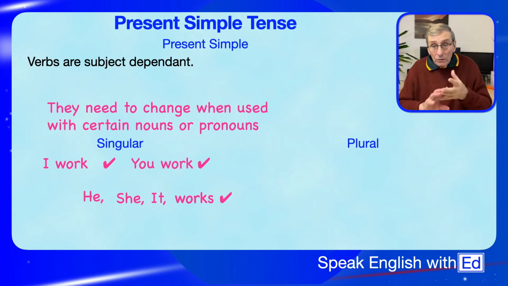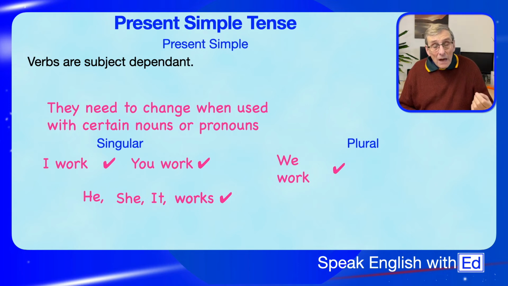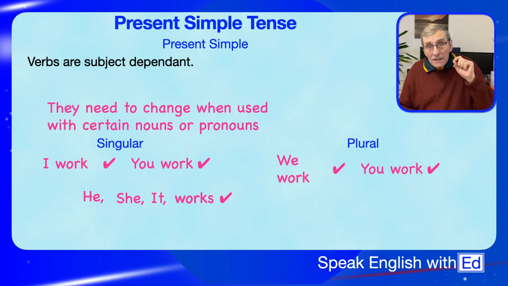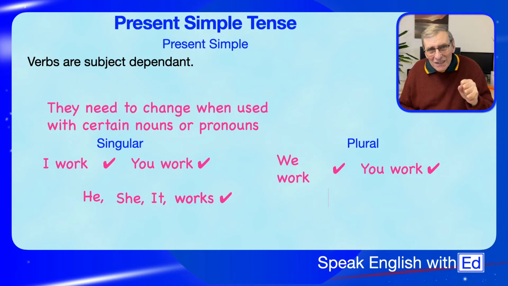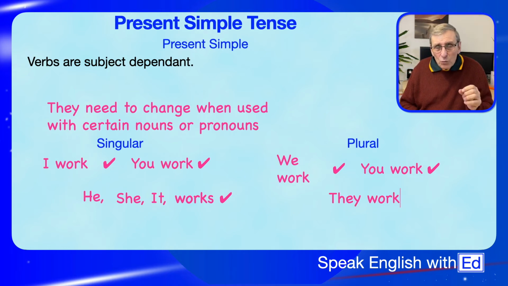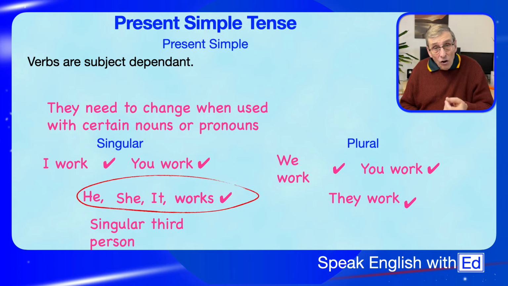Now for plural, when it comes to plural, we say we work, because that's the plural first person. We use you work, which is the plural second person, you, 2 or 3 people out there, work. And so what do we use when we come to third person plural? Well, we use work just the same, they work. So we only use works when it's singular third person, either a noun or a pronoun.